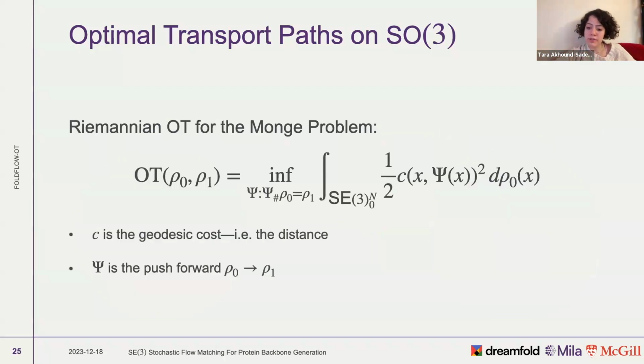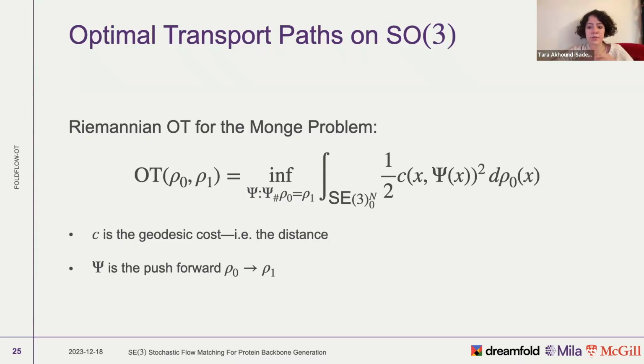So what we have to do for that is to solve the OT problem on the Riemannian manifold. That problem is an infimum over push forward maps that push forward rho 0 to rho 1, where you're minimizing the cost associated with transporting the probability mass with its push forward operation. This cost is for us the geodesic cost, the distance that we define on the SE3^N manifold, which is just N copies of SE3, so N distances, basically. And this is a Riemannian OT problem.